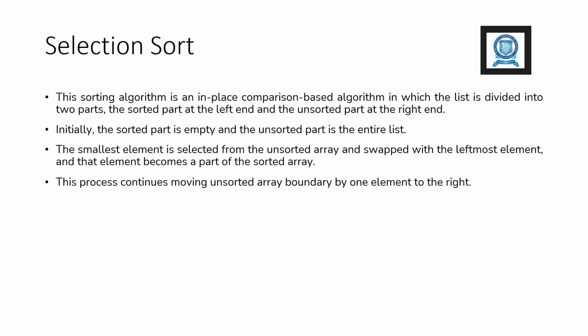Second, selection sort. This sorting algorithm is an in-place comparison based algorithm in which the list is divided into two parts, the sorted part at the left end and the unsorted part at the right end. Initially, the sorted part is empty and the unsorted part is the entire list. The smallest element is selected from the unsorted array and swapped with the leftmost element, and that element becomes a part of the sorted array. This process continues, moving the unsorted array boundary by one element to the right.